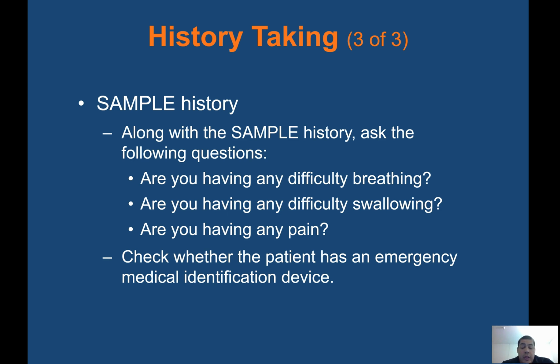So you could check, most likely they're going to have it on their wrist. It's going to be a medical bracelet. It's probably going to tell you allergies or DNR. Sometimes older patients have a life alert. It's going to be a necklace that goes around their neck.